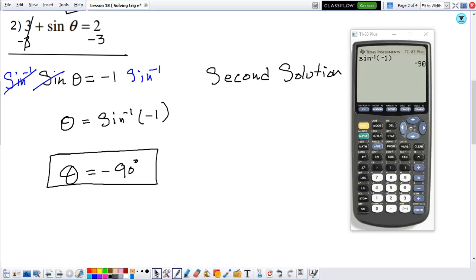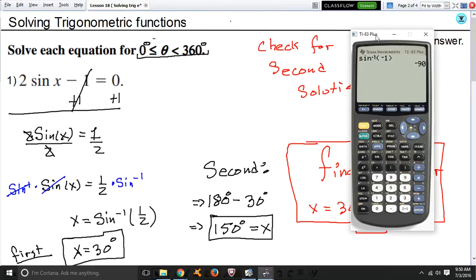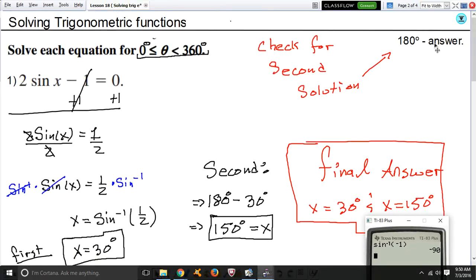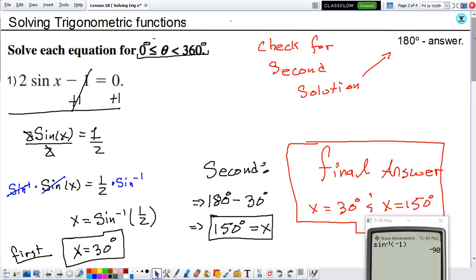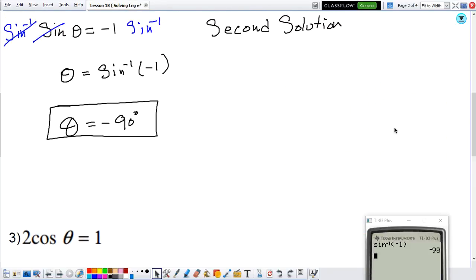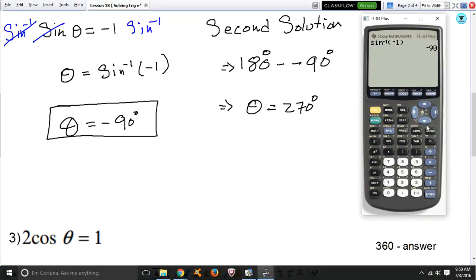Okay. Now, if you remember, if we took the inverse of sine, how do we get our second solution? Our second solution is going to be 180 minus the first answer that we obtained here. So for the second solution, we're going to have 180 minus the second answer that we obtained here. So now what does that give me? That gives me 270. Well, let's check if both of them are true.